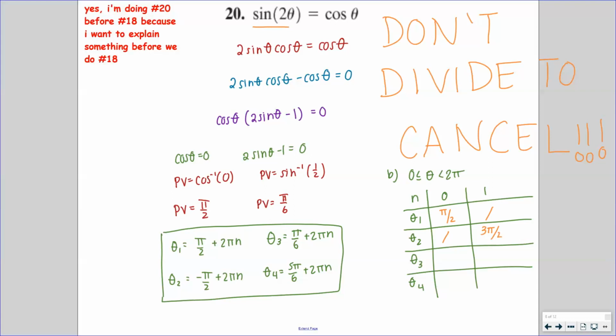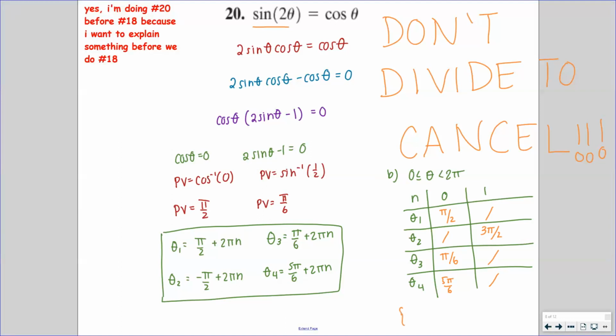Theta 3, when n is 0, we get pi over 6. And then when n is 1, we get 2 pi plus a positive angle. It's greater than 2 pi. Doesn't work. And then the last equation, theta 4, when n is 0, we get 5 pi over 6. And when n is 1, we get 2 pi plus a positive angle, which doesn't yield a solution.